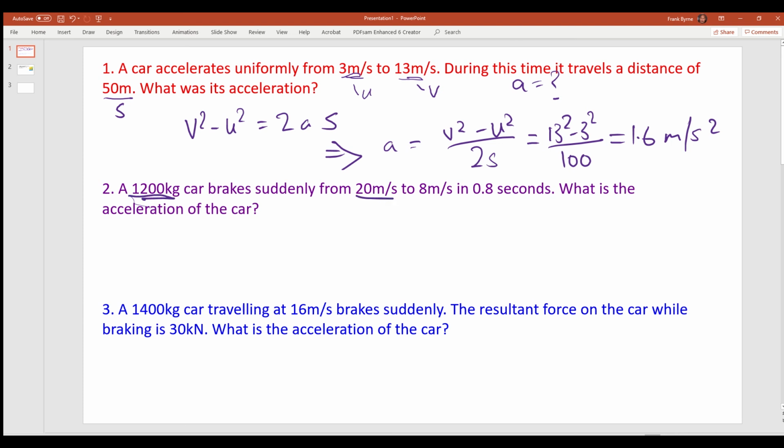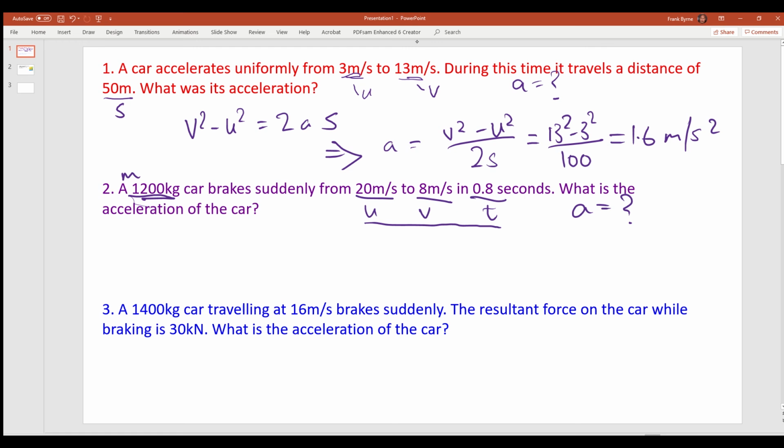Question number 2. Well, we've got the mass here. We've got u, we've got v, and we've got t. And we've been asked to calculate a. Now, they've thrown you a little bit of a curveball here because they've given you m, but they haven't given you f, so you can't use f equals ma. But we have got u, v, and t, so that's plenty. With these three, we can calculate a.